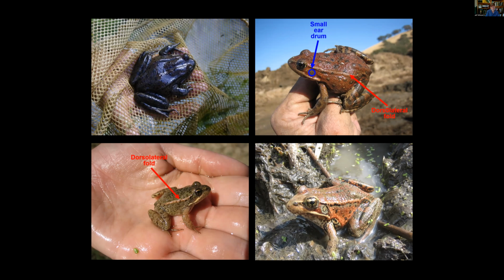But the eardrum is quite small. It's also called the tympanum, but the tympanum is quite small compared to, for example, bullfrogs. But I can't say it often enough, dorsolateral fold is the first thing you're looking for. Oh, there's the mustache also, or lipstick.